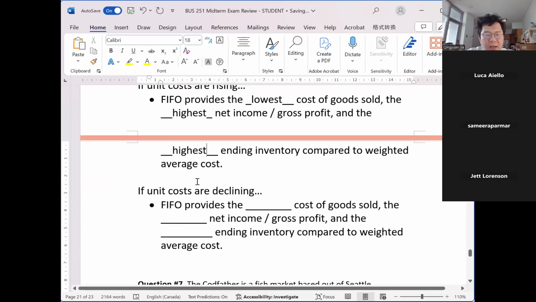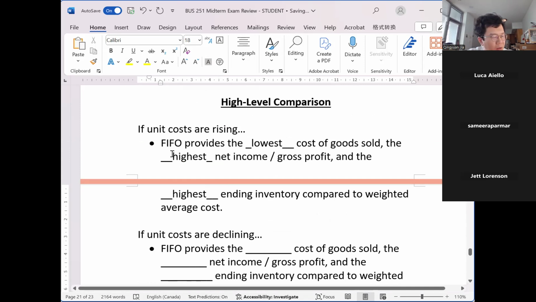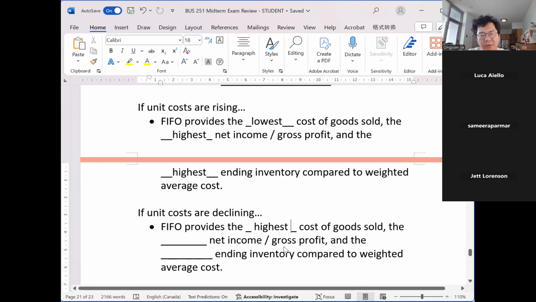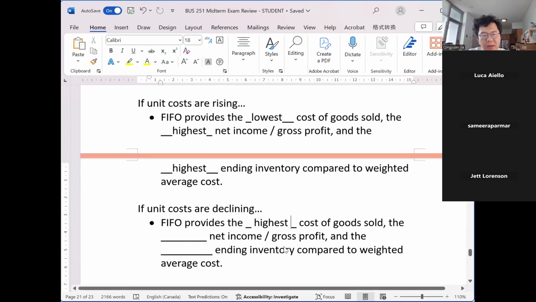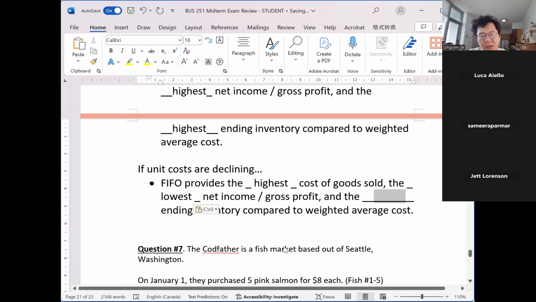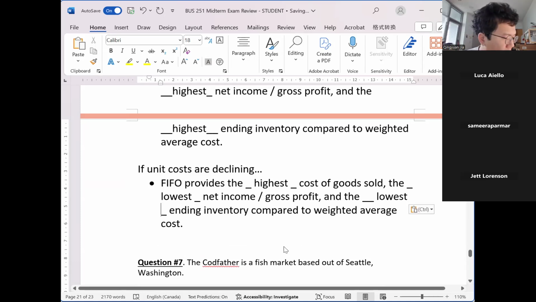If the costs are declining, FIFO provides the highest cost of goods sold, because the price is declining and with FIFO we use the earliest batch of the items purchased. So we are using the relatively expensive items, and we will have the highest cost of goods sold. In this way, we will have the lowest net income and the lowest ending inventory compared to weighted average cost.